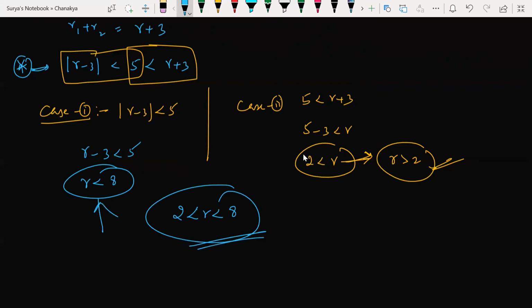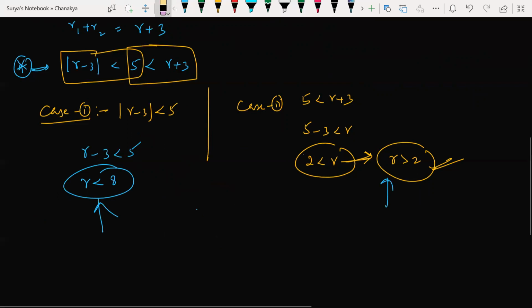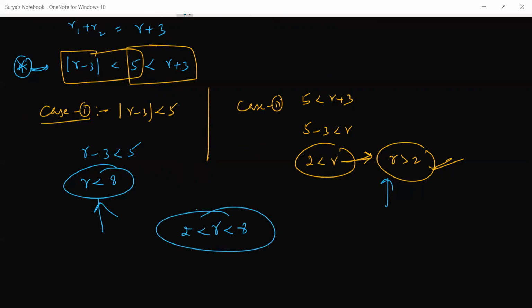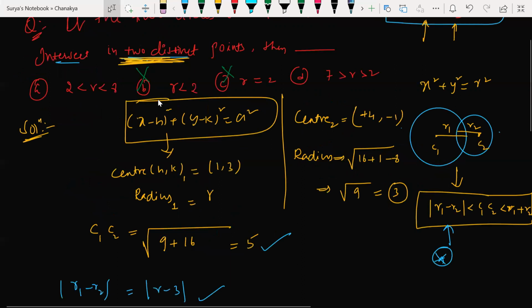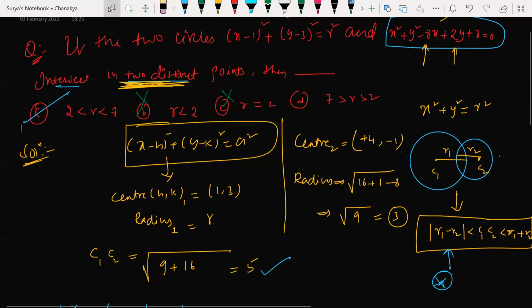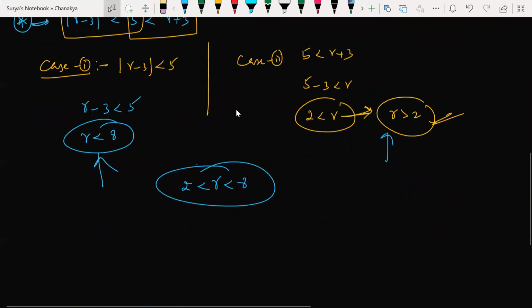See, from this and from this, what is the condition I can write? See here, R is greater than 2, lesser than 8. R should be greater than 2 and less than 8. Look, do you understand? This is what the answer is. Which option is going to be correct now? Option A.